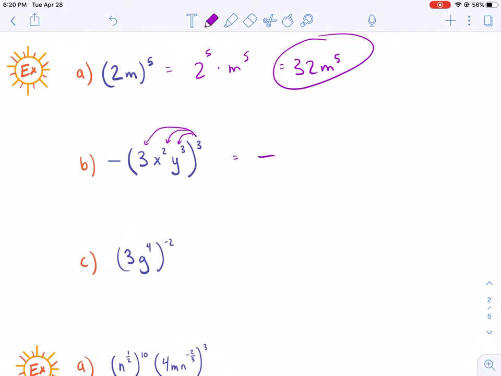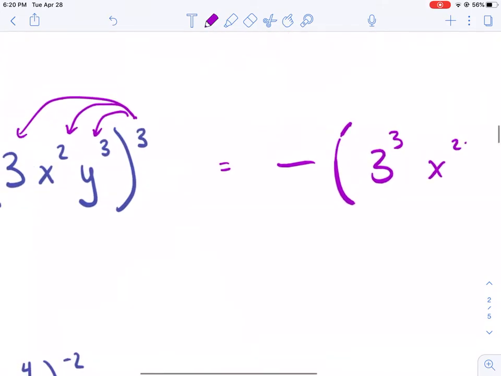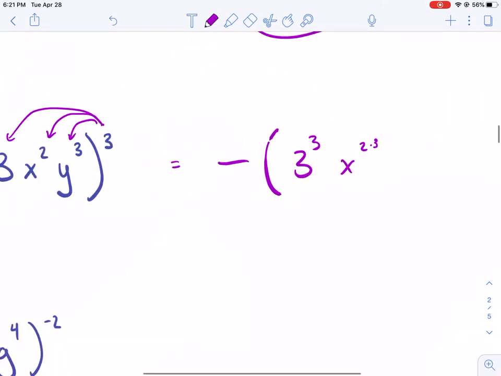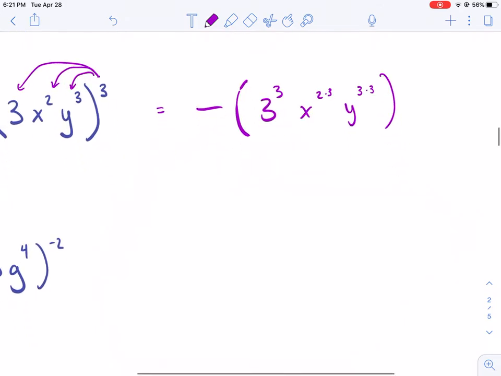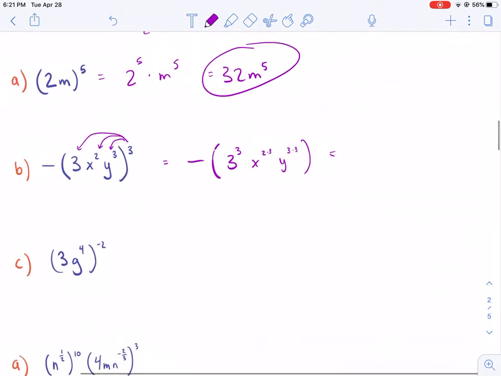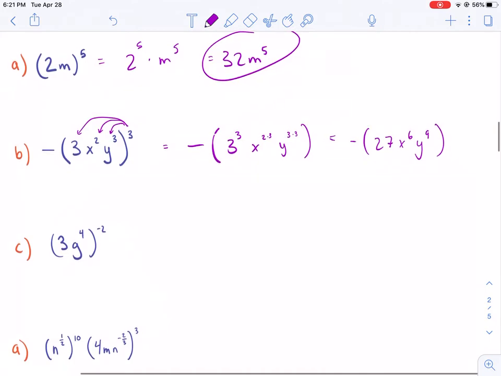So this is going to be equal to negative, I'm going to put parentheses just to show that we're holding that negative for last, 3 to the 3rd, x squared. And again, power raised to power, multiply exponent. And then y to the 3rd, power to power, multiply exponent. So we get negative, parentheses, 27, x to the 6th, y to the 9th. And then finally, we just take away the parentheses, just make it negative 27, x to the 6th, y to the 9th. Final answer.